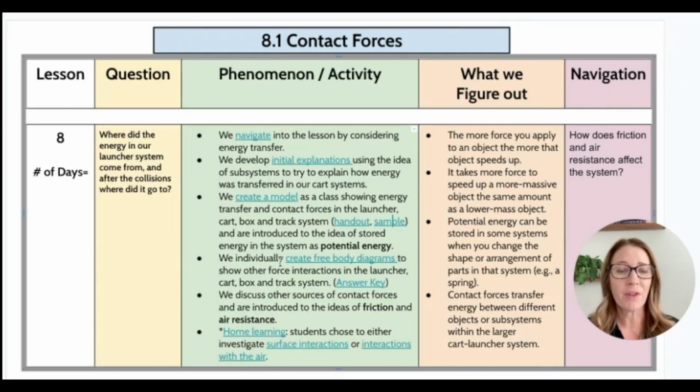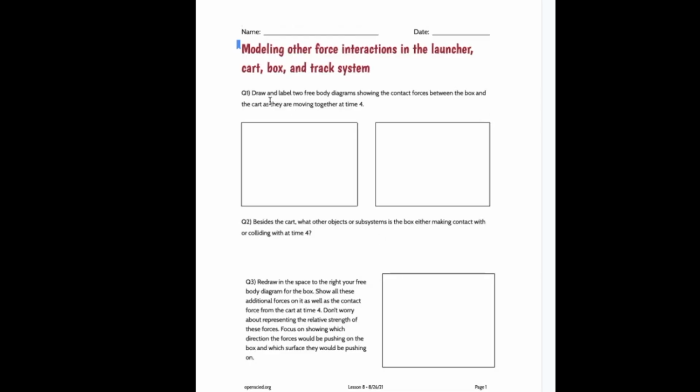Then we are going to individually create free body diagrams, and here is the handout. Students are going to draw and label two free body diagrams showing the contact forces between the box and the cart as they are moving together at time 4. In the consensus discussion, we did up to time 3, but their handout has more time points. So now they're going to do individually what we did in the consensus discussion for time point 4. Then they're going to redraw, in the space to the right, the free body diagram for the box, showing additional forces as well.